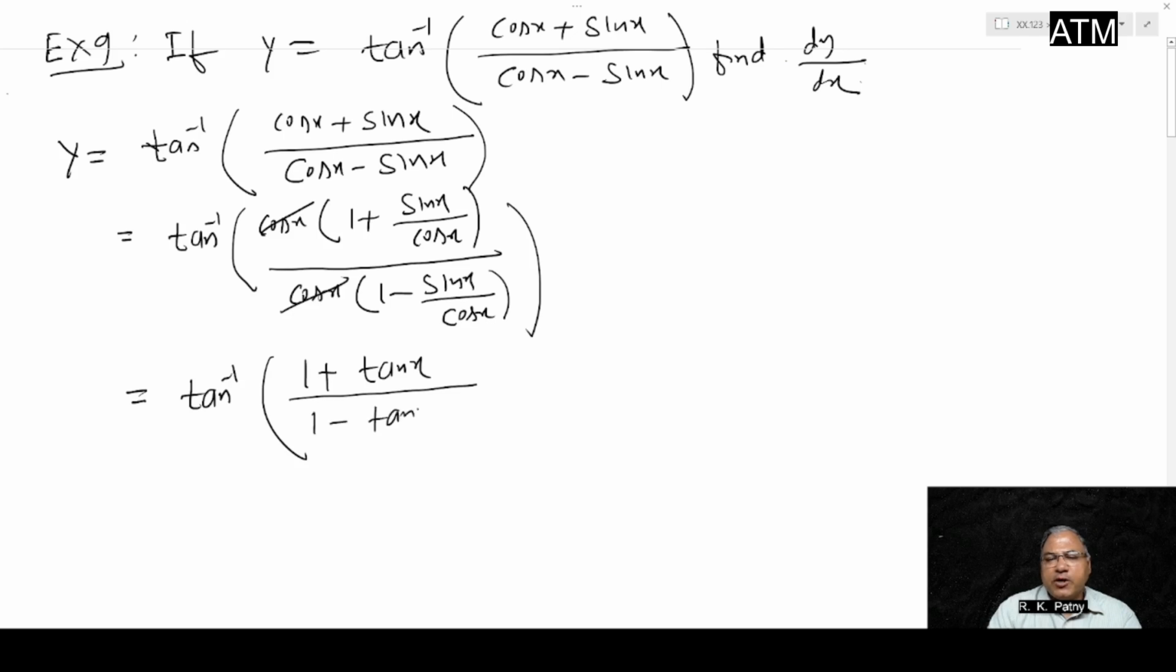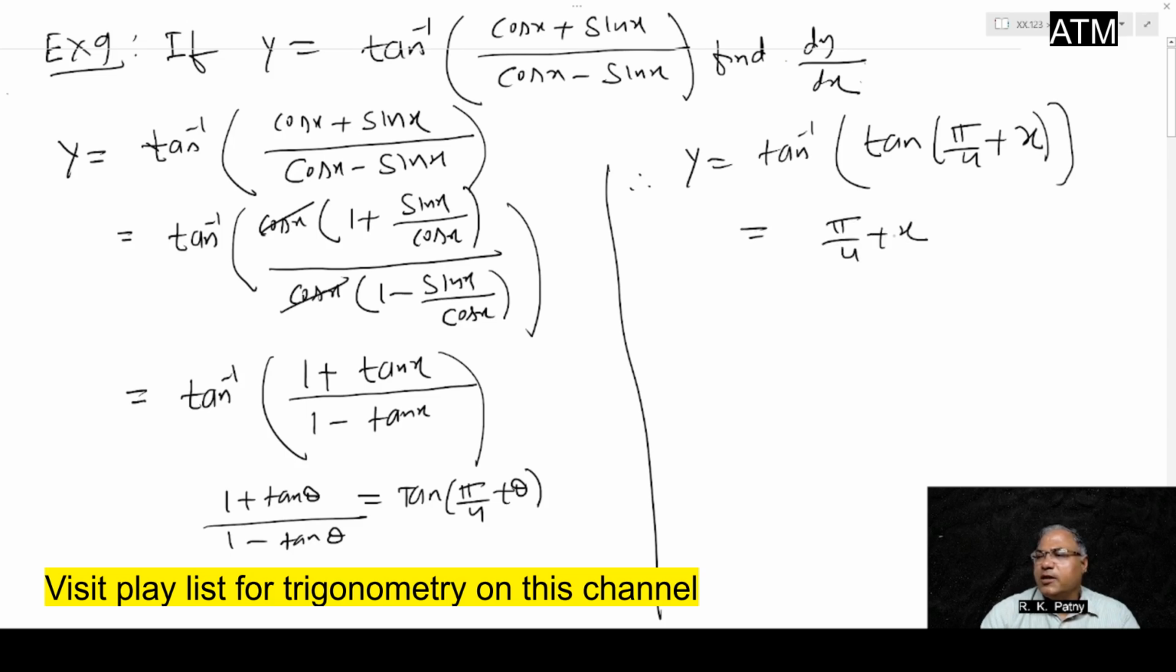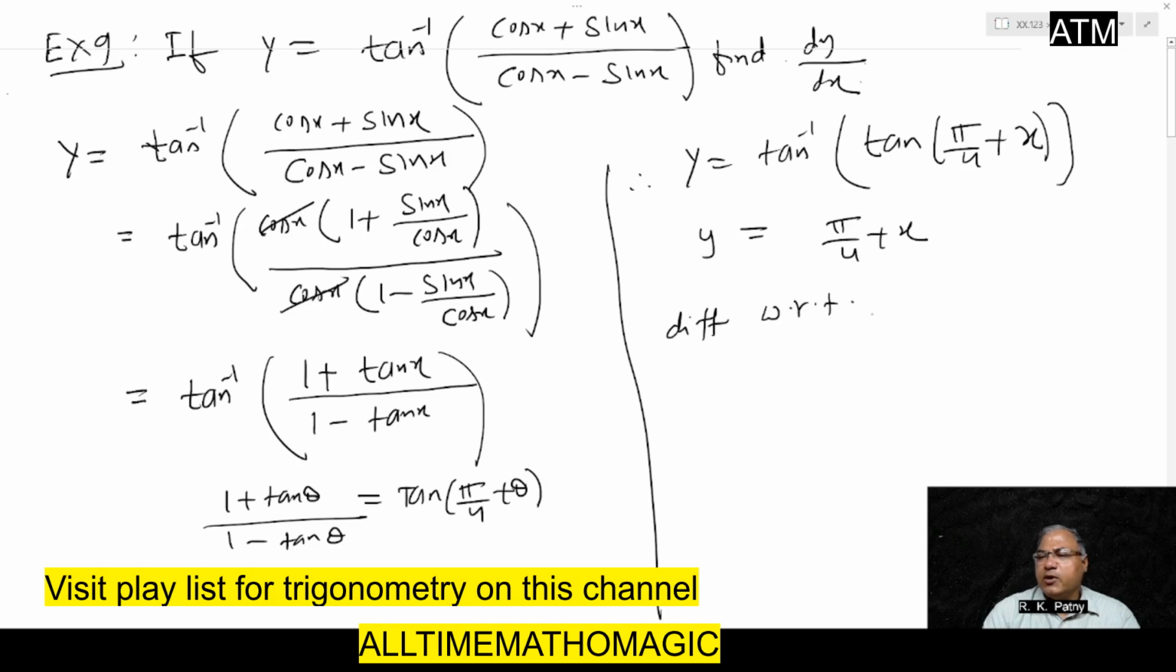We get tan inverse of (1 plus tan x) upon (1 minus tan x). Now what is the formula? The formula is (1 plus tan theta) upon (1 minus tan theta) equals tan of (pi by 4 plus theta). Therefore, y equals tan inverse of tan of (pi by 4 plus x) equals pi by 4 plus x. Differentiating with respect to x.